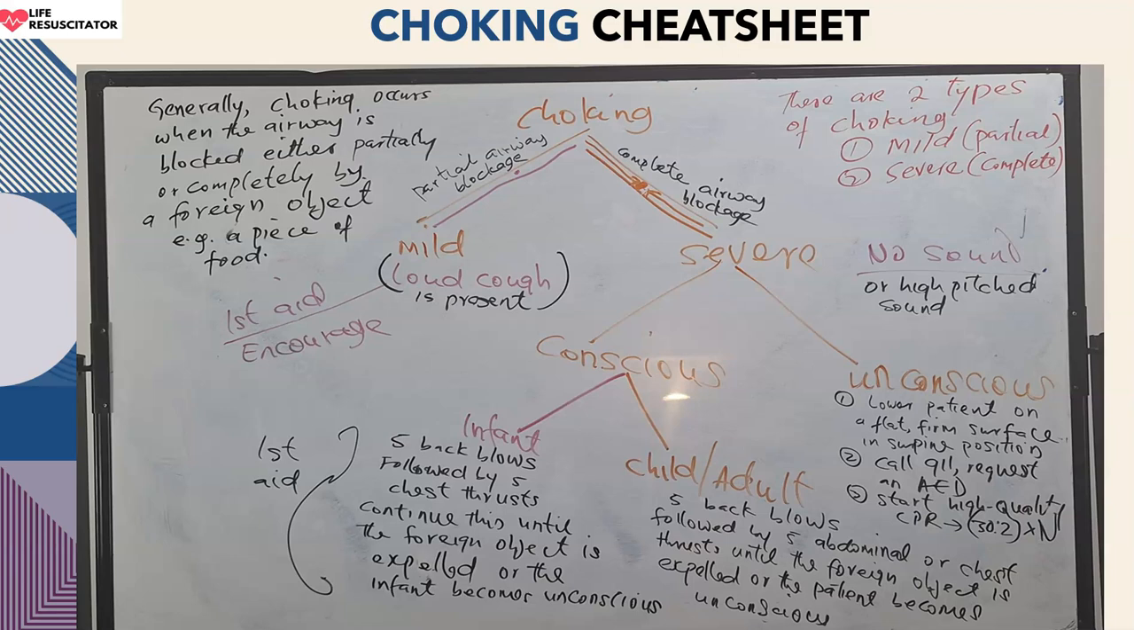Remember that before you give 2 breaths, you check the mouth. If you see the object, you carefully scoop it out before you give the breath. But if you don't see anything, don't do that. Just attempt to give 2 breaths.